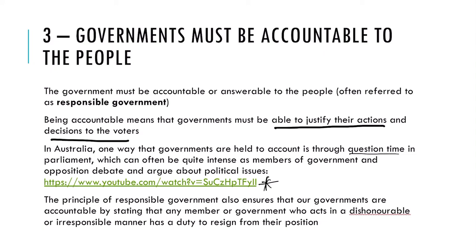The principle of responsible government also ensures that our government is accountable by stating that any member or government who acts in a dishonourable or irresponsible manner has a duty to resign from their position. The most recent government minister, at the time of recording, who has had to resign was Bridget McKenzie over a scandal which was seeing the allocation of funds to safe Liberal seats, in a program known as Sports Rorts.